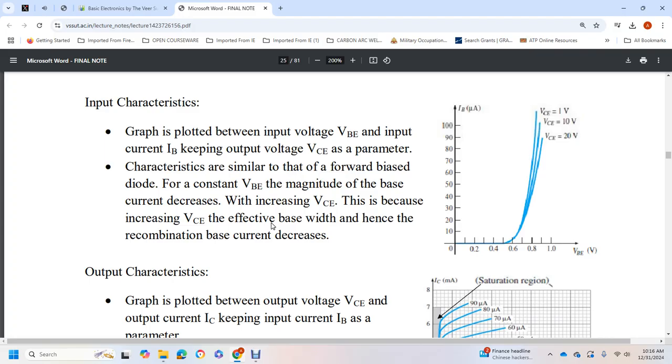The current voltage bias emitter with the magnitude of base decreases with the increased voltage collector emitter. This is because of the increased voltage collector, effective base width decreases, and hence with the recombination, base current decreases.